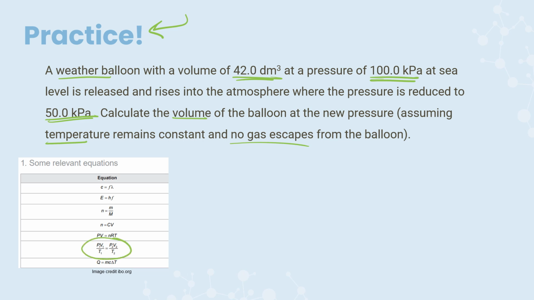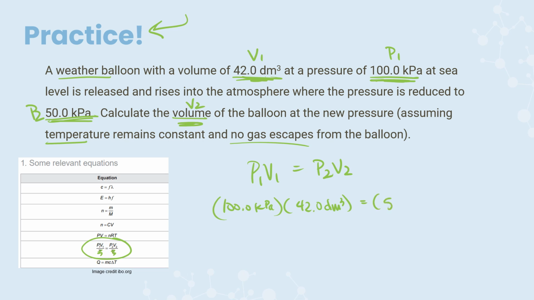But since temperature is remaining the same, we can ignore the temperature part of our combined gas law. So we have P1V1 is going to equal P2V2. Here is volume number 1. Here is pressure number 1. Here is pressure number 2. And what we want to find is volume number 2. We just need to plug and check. So pressure 1 is 100 kilopascals, and volume 1 is 42 cubic decimeters. We're going to set that equal to pressure number 2, which is 50 kilopascals, and we're going to multiply that by V2, which is what we do not know.